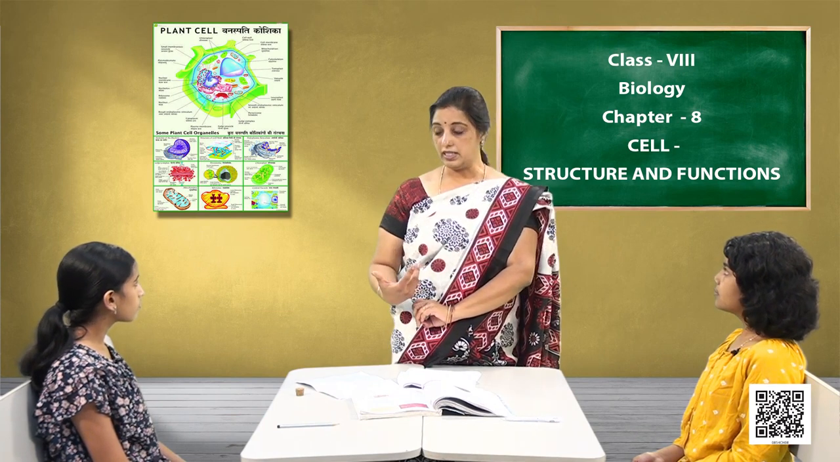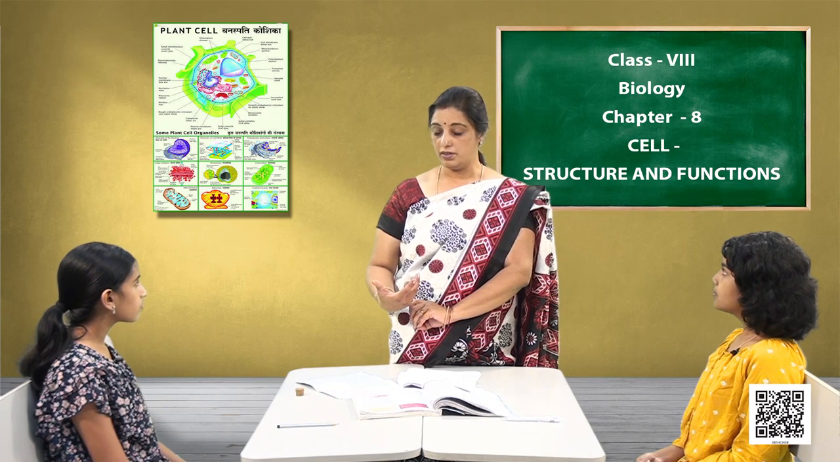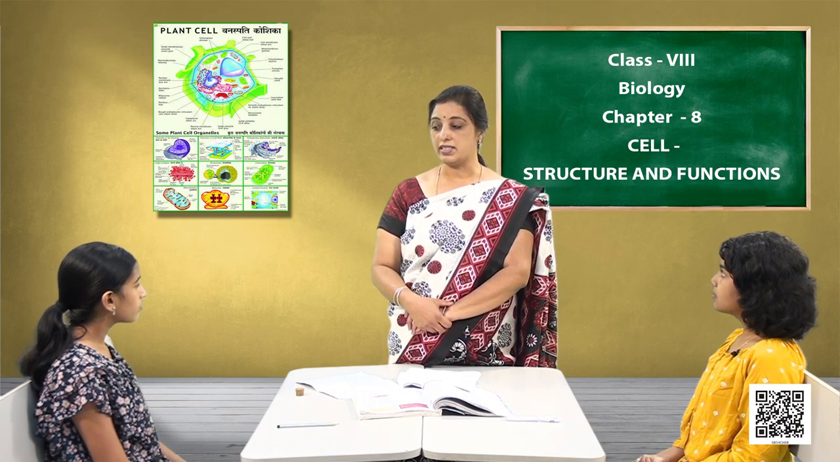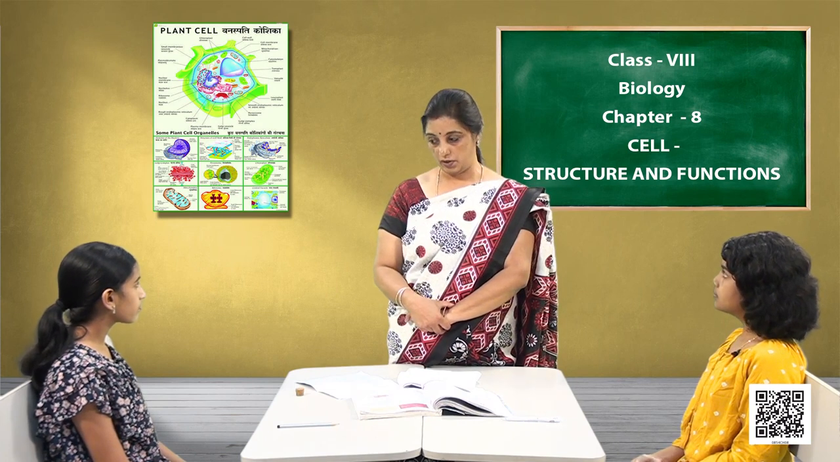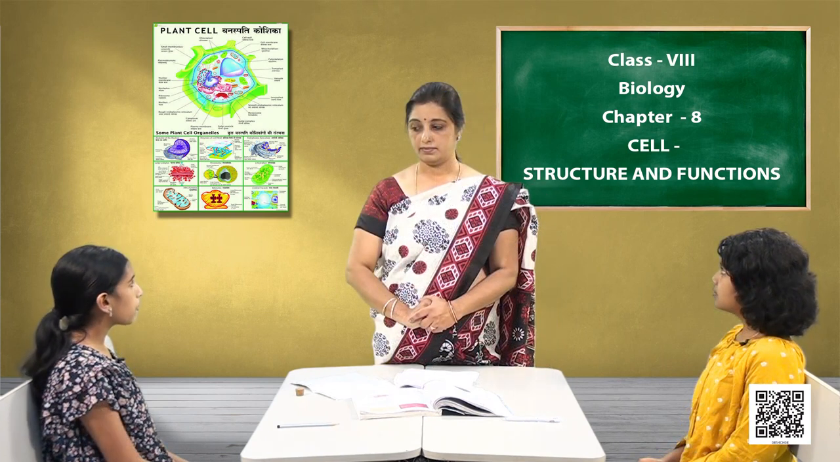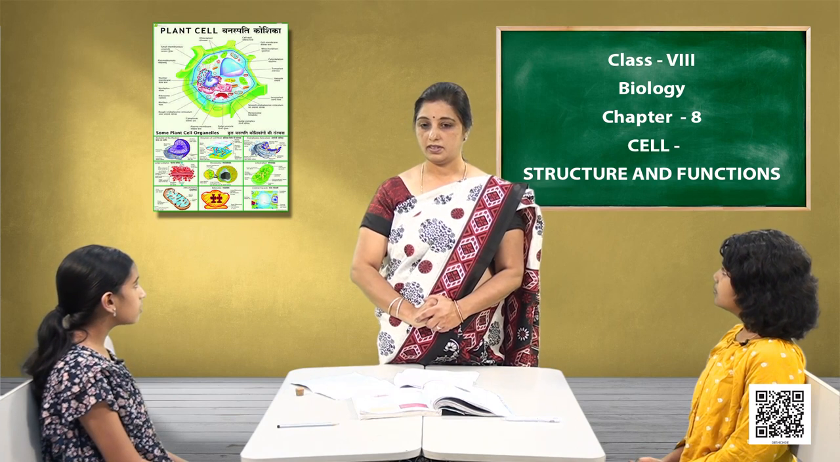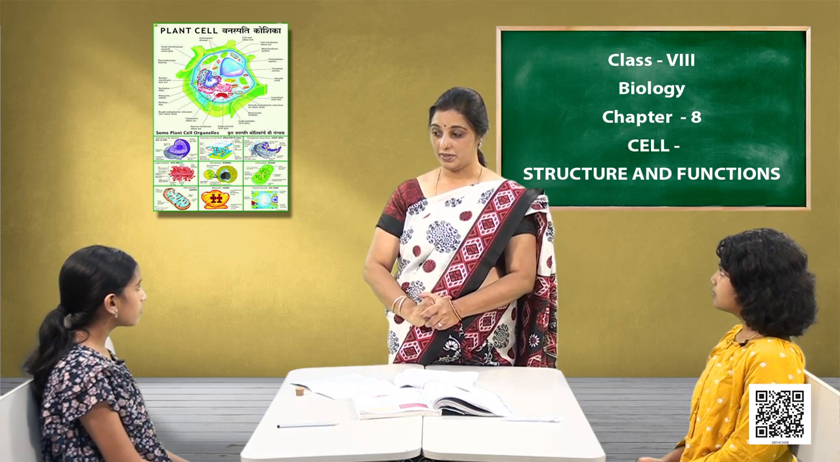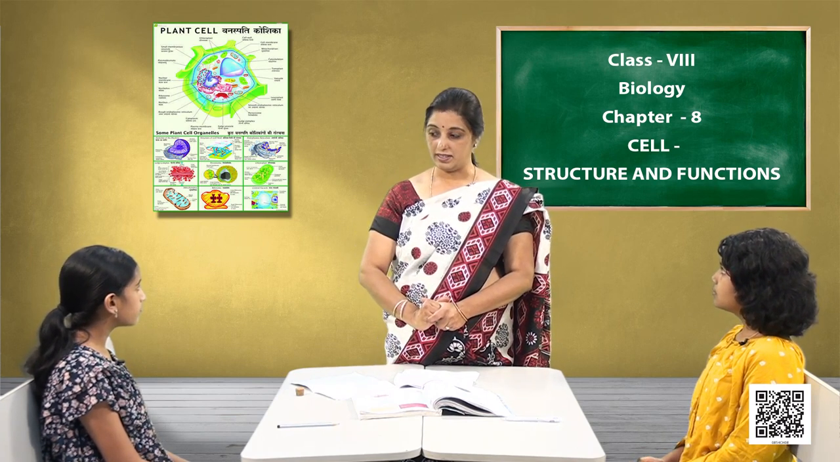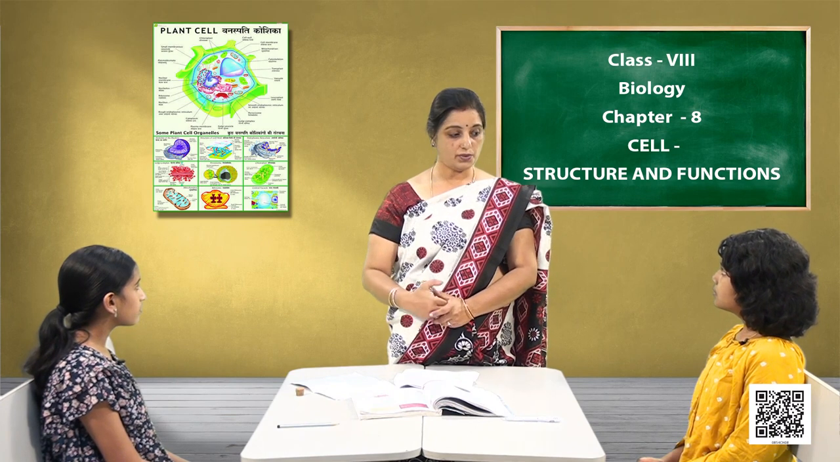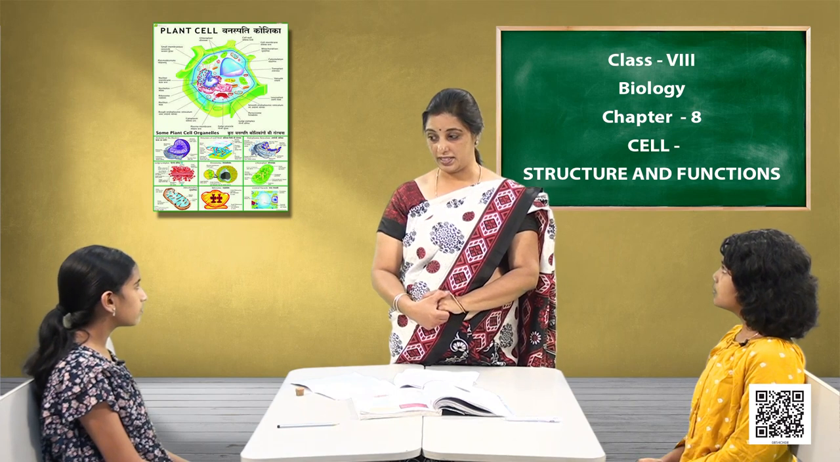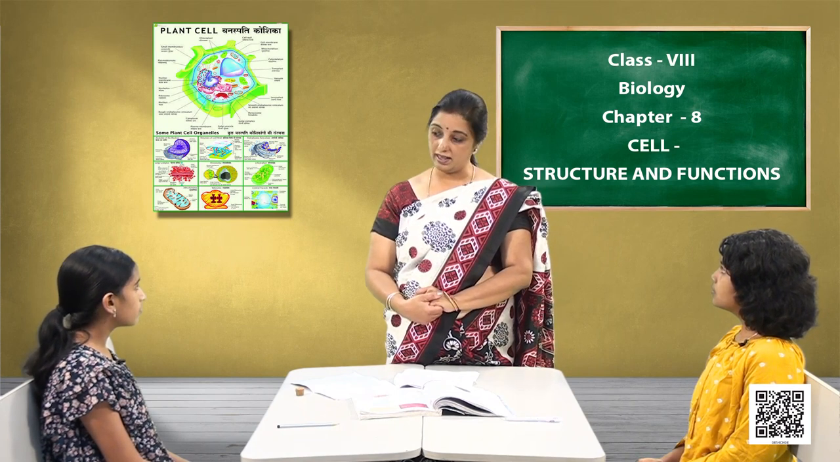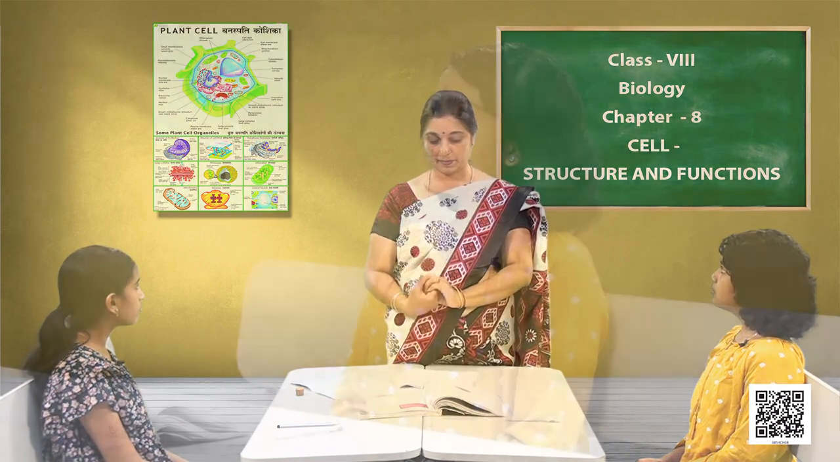These small sizes can be in the form of bacteria, or even the cells which are there in our body are very, very small. Ma'am, which is the largest cell? You have seen an ostrich egg. That happens to be the largest cell. As I told you, the hen's egg you can see. In the similar way, ostrich egg also you can see. And that happens to be the largest cell.